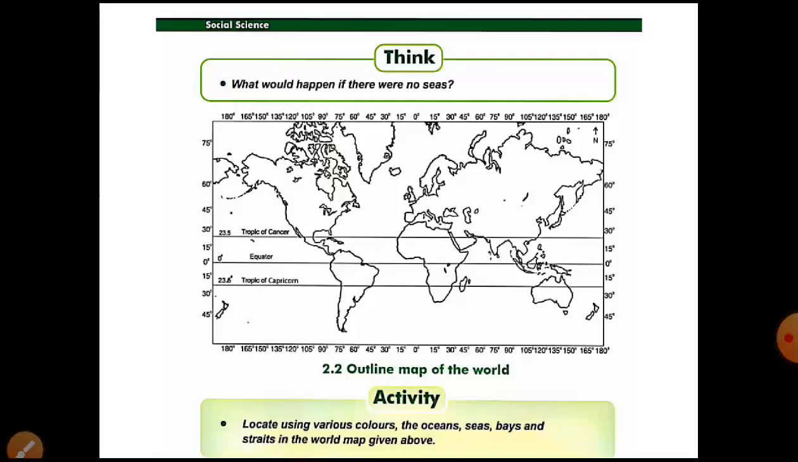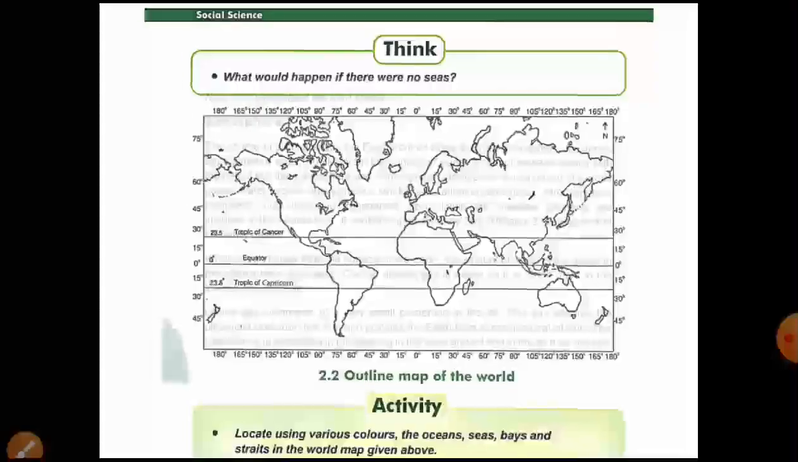Here one activity is given: locate, using various colors, the oceans, seas, bays and straits in the world map given above. In this map, use different colors for oceans, seas, bays and straits, and highlight all these areas. That's your work. This is your activity which you have to do.